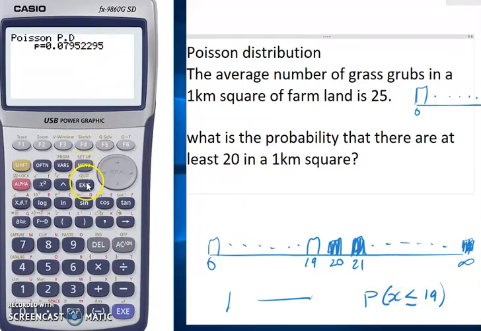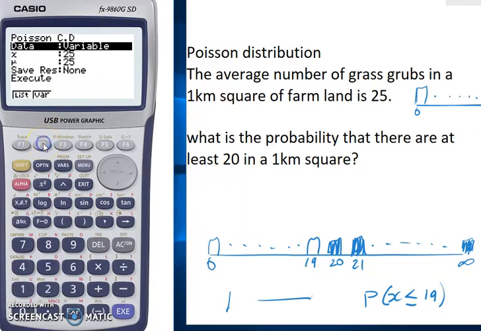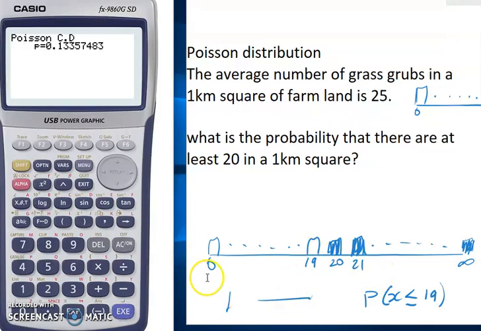Okay, so let's just exit out a bit. Distribution. We want the Poisson, cumulative this time. For our x, we want 19, less than or equal to 19. Execute. The mean stays the same. Execute again. And we've got the probability there of the unshaded of 0.1336. So our answer to that question will be 1 minus 0.1336. And that's all there is to it.